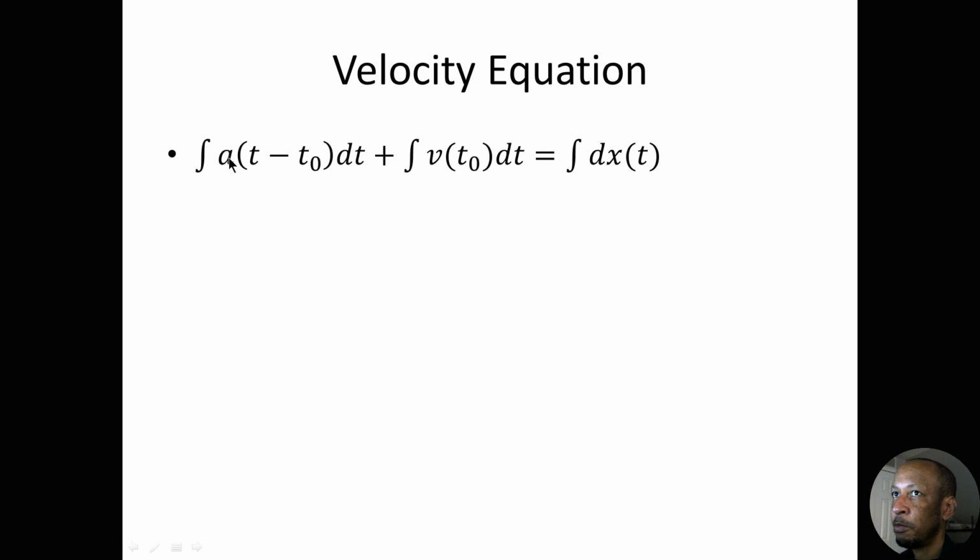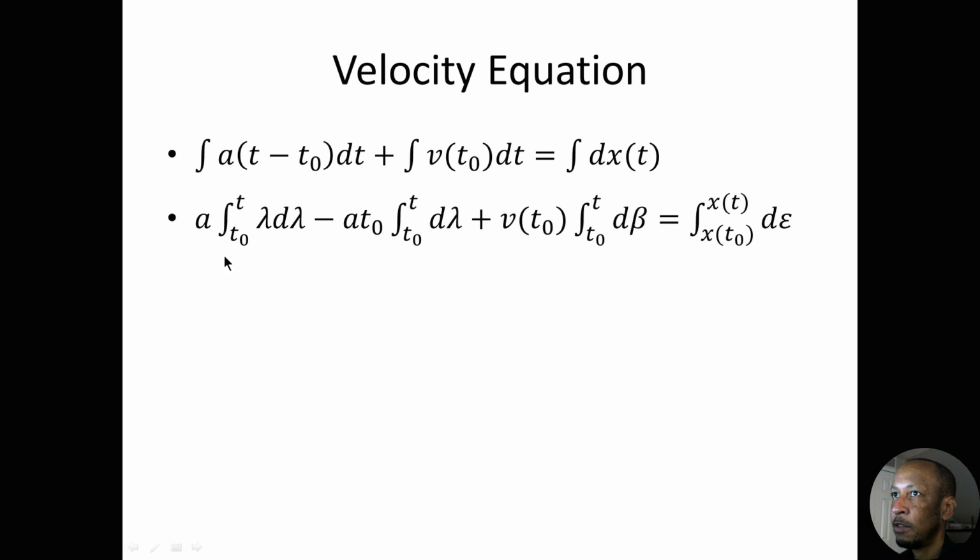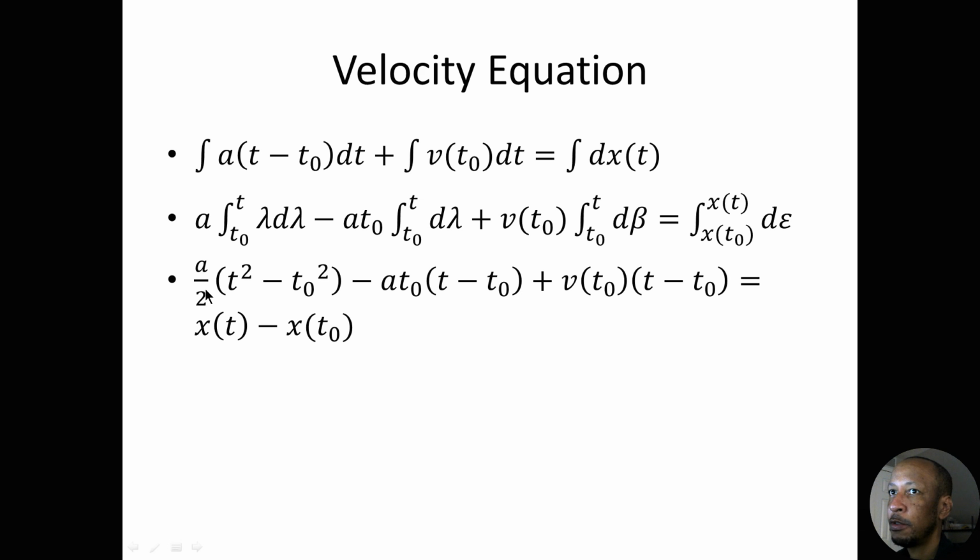Next, we take that expression and we keep solving. We put in some placeholder variables. I use lambda here, lambda there, beta here, epsilon there. Make sure that the limits of integration are appropriate. Okay, so next I have this expression here: a over 2 times t squared minus t sub 0 squared, minus a times t sub 0 times t minus t sub 0, plus v of t sub 0 times t minus t sub 0, equals x of t minus x of t sub 0.